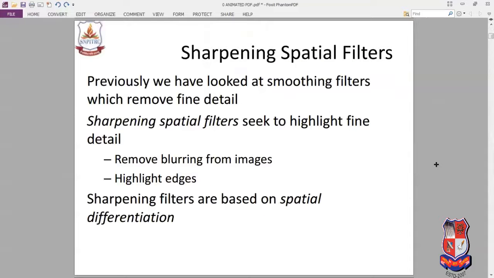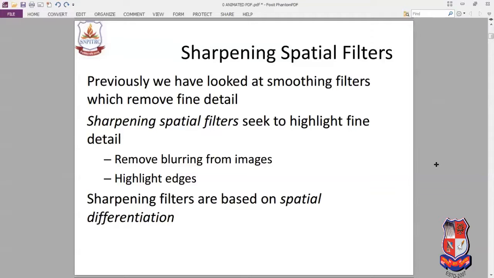So going into it, what do you mean by sharpening filters? Now, in the previous lectures, we have looked at the smoothing filters, and the smoothing filters are nothing but basically the low pass filters, which are responsible for removing the fine details. And while removing these details, they introduce blur, and the most common smoothing filter that we have seen is the averaging filter.